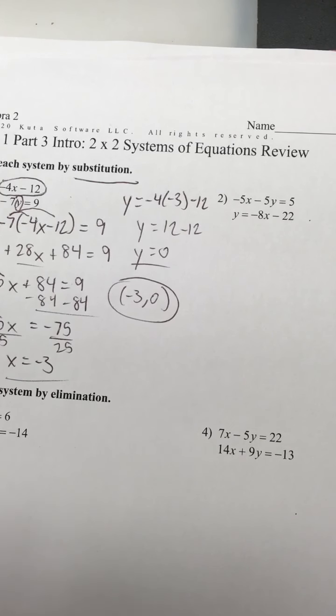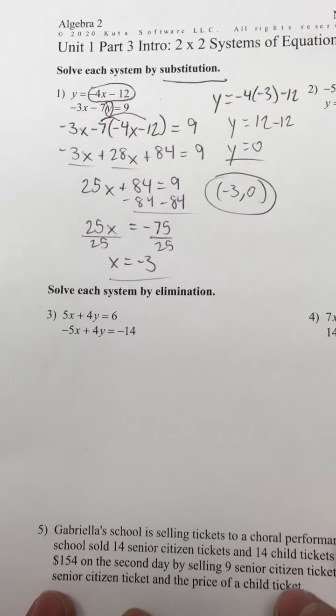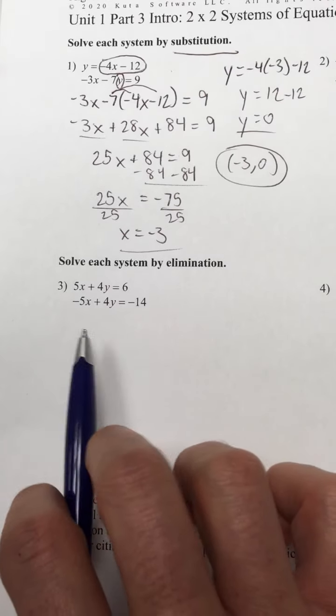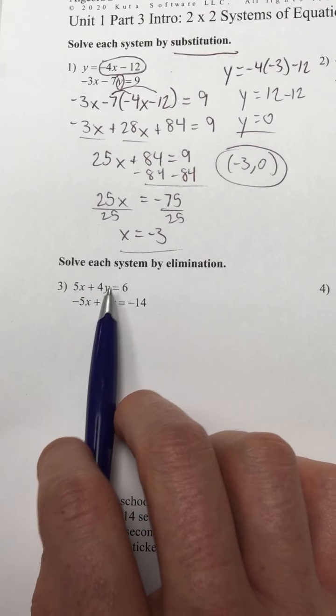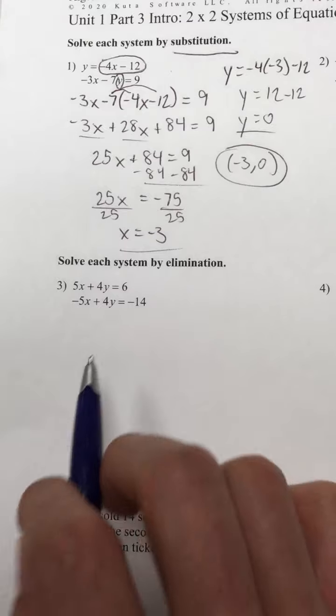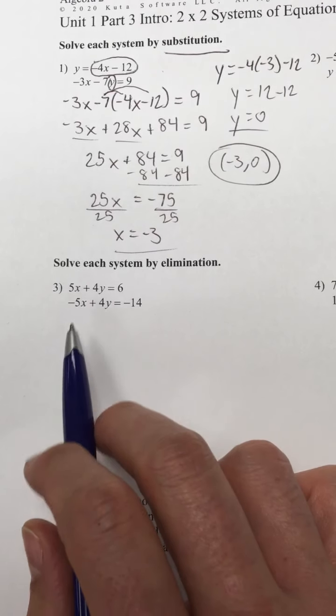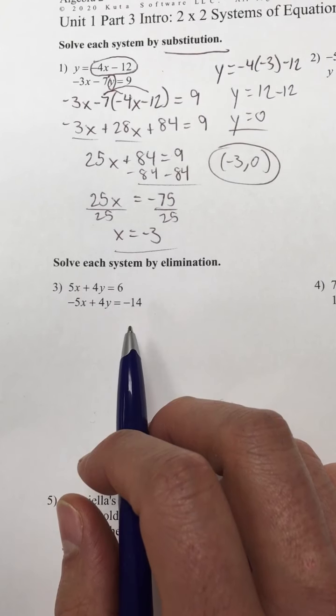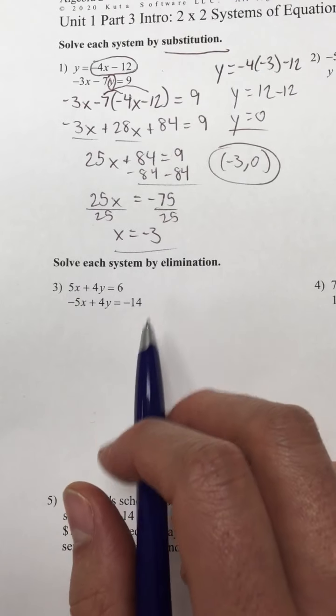Now, there is another method that sometimes is easier. If you look at problem number 3, yes, you could use substitution to solve this, but you'd have to get either x or y by itself. It'd take a while. It's much easier to use the elimination method. If you notice, everything lines up. The x's, the y's, the equal signs, the numbers.